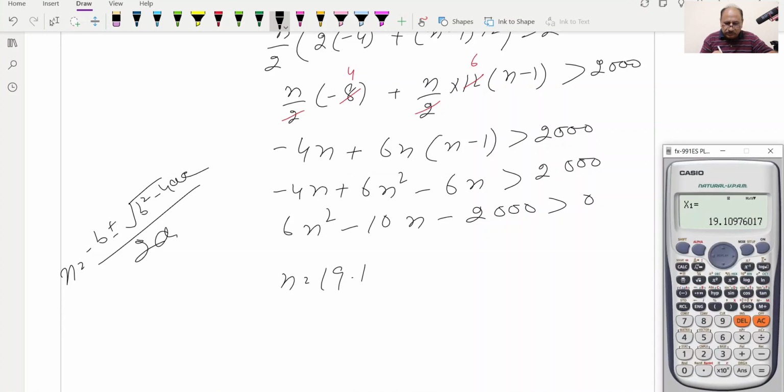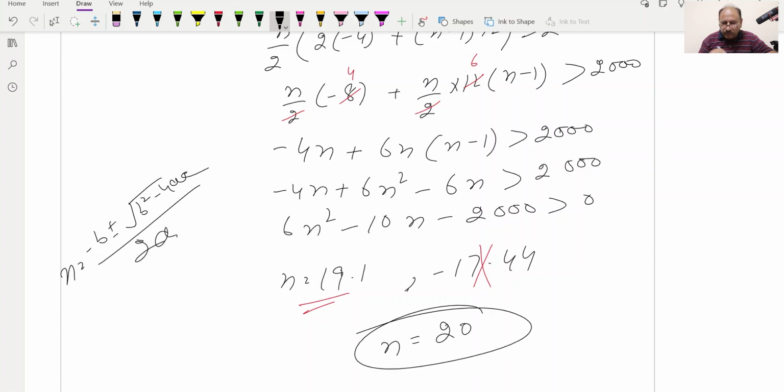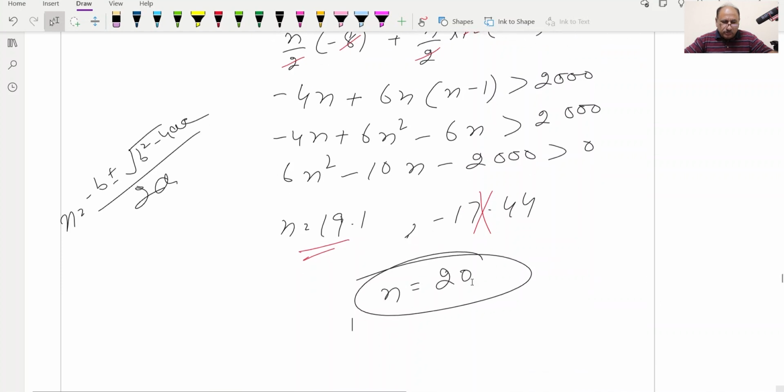19.109. So we can take this one as 3 significant figures, and the second value will be minus 17.44. We will reject this value, and this will be our answer. Because this is 19.1, so 19 and something, we will take the next term, so it will be the 20th term. So our final answer should be n is equal to 20.